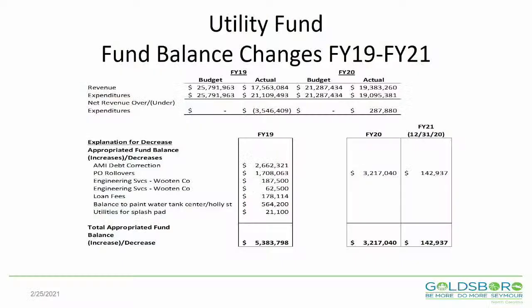And then, in fiscal 20, there was only the appropriation of fund balance for PO rollovers of $3.2 million. And then in fiscal 21, $142,000 in fund balance was appropriated for PO rollovers. Next slide.